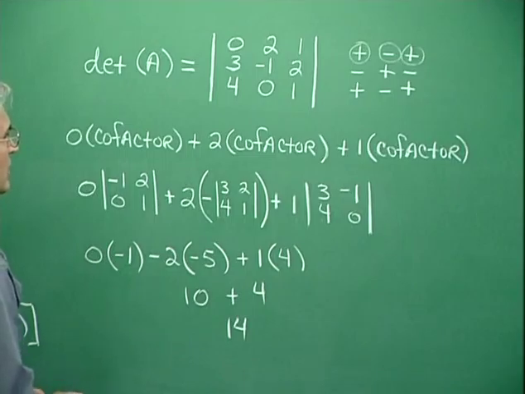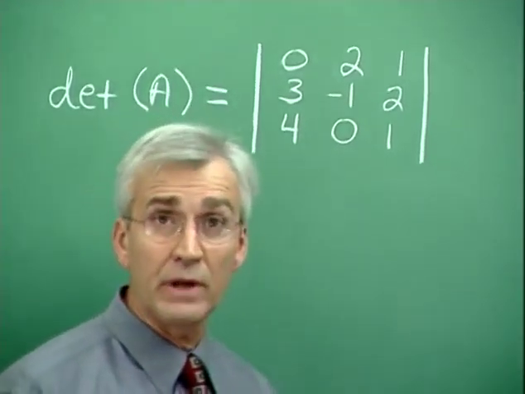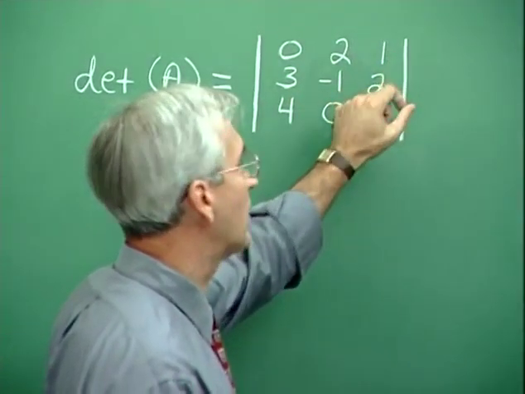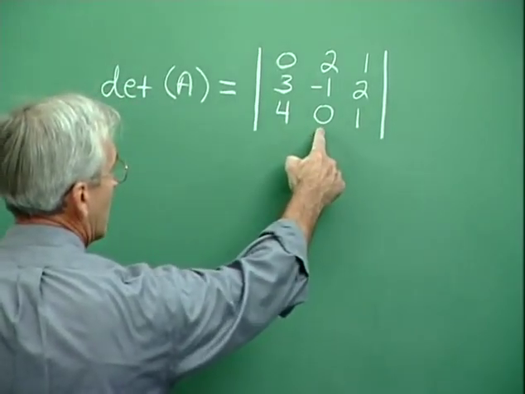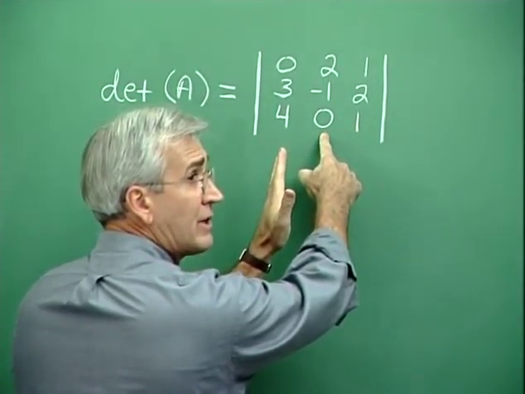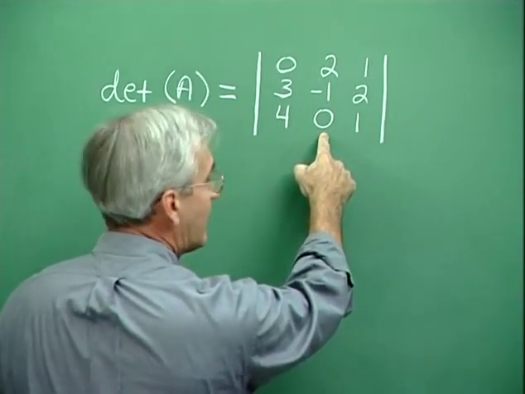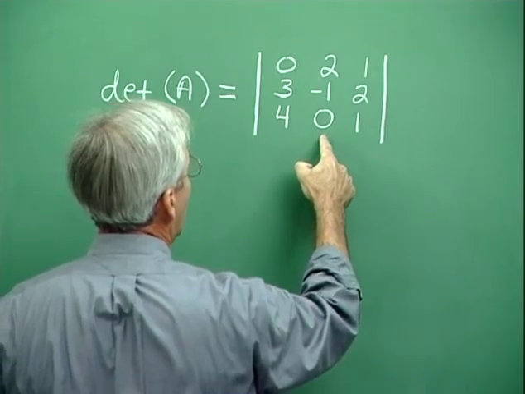Let's go through the process another time. Now remember, we can go down any column or across any row. In the previous situation, we went across the top row. But here I see another 0, and just for practice, let's use this 0. You see, we get some mileage out of using the 0 entries because items go out algebraically, and it makes life easier for us. Let's go down this column.